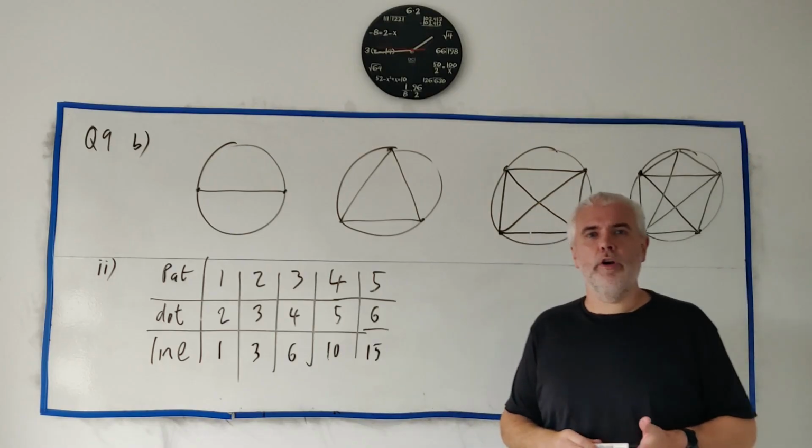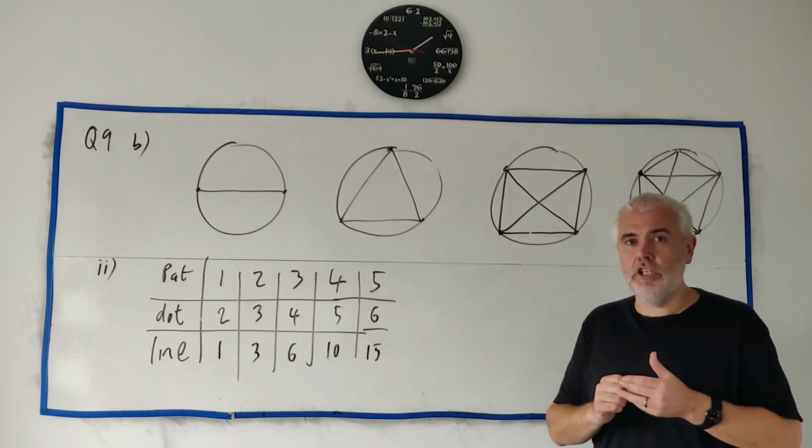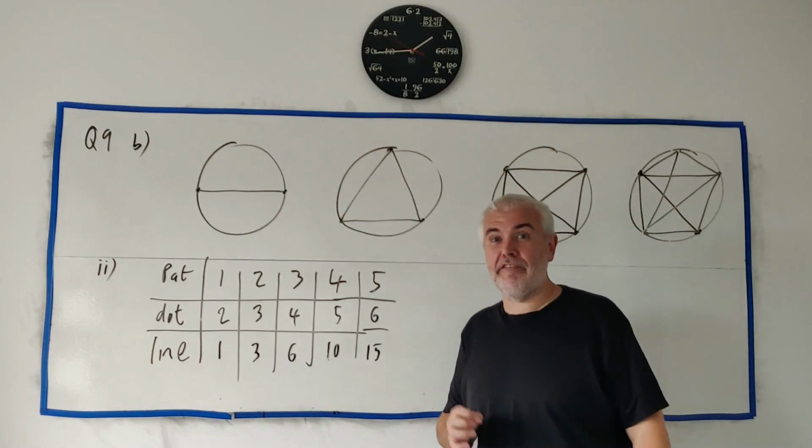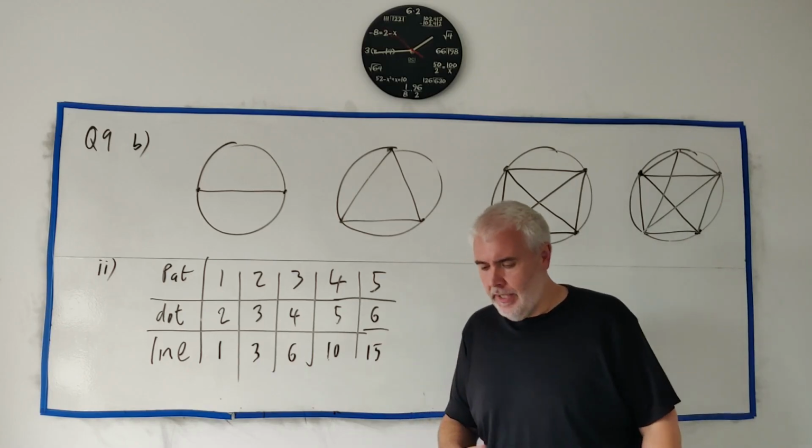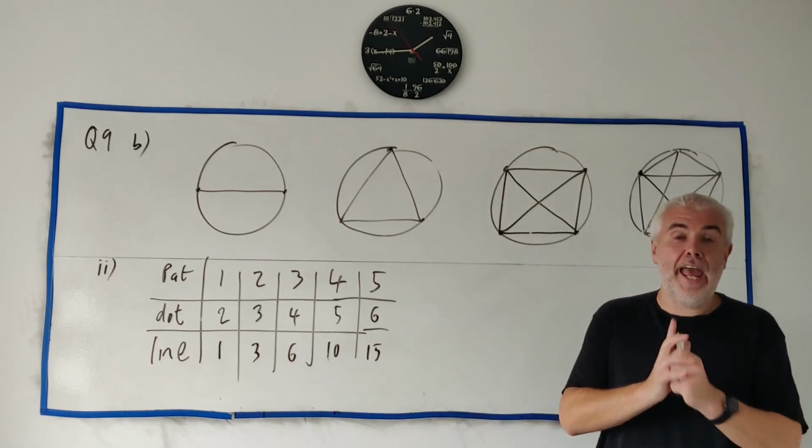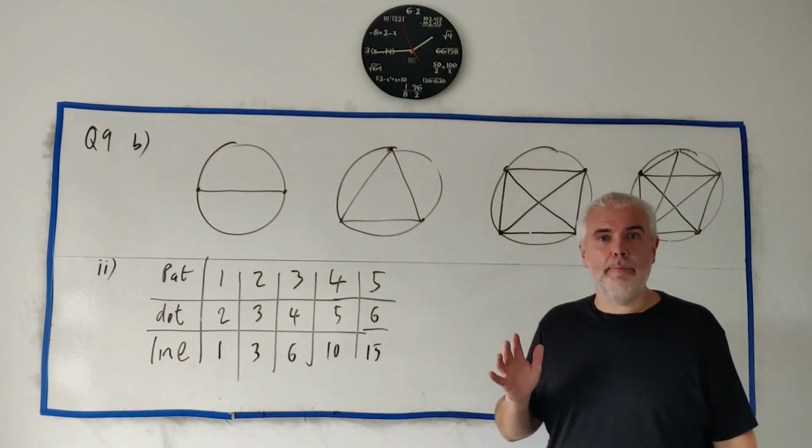So in part 4, they tell us SN is the total number of dots required to make the first N patterns. Students would hate this question, I'm sure.